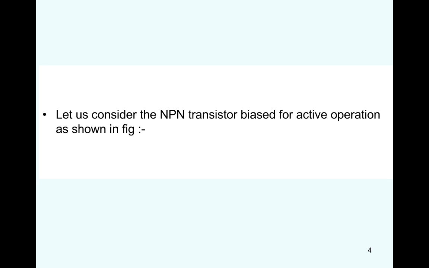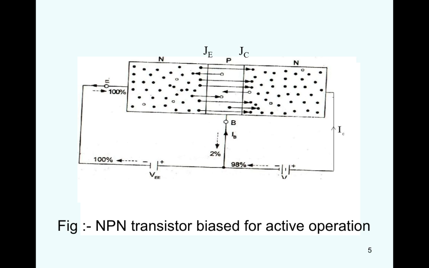So let us consider the NPN transistor biased for active operation. This is shown in the figure. Just observe the diagram. In the NPN transistor's active operation, the emitter and base are connected in forward biased mode, and the base and collector are connected in reverse biased mode.